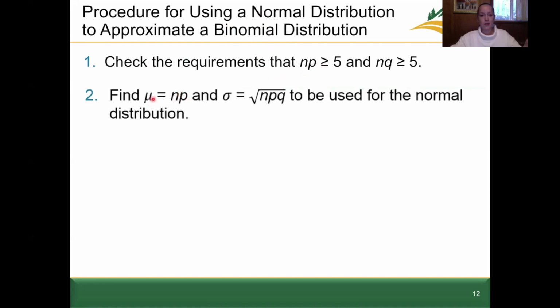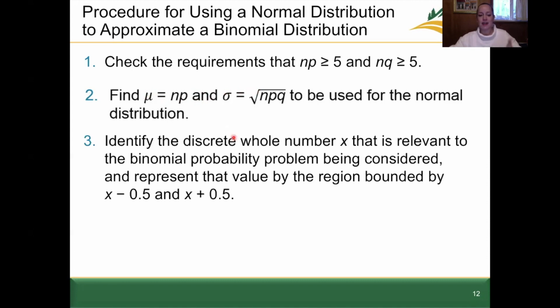Next, we want to find the population mean, or mu, and find the population standard deviation, or sigma, using these equations here, where mu is equal to N times P, and sigma is equal to the square root of N times P times Q. We need to find the population mean and the standard deviation that are going to be used in our normal distribution approximation calculations.